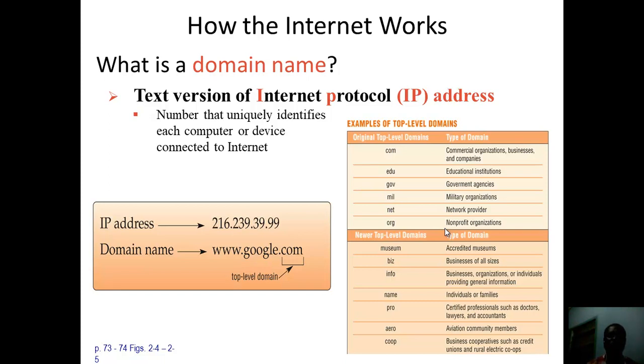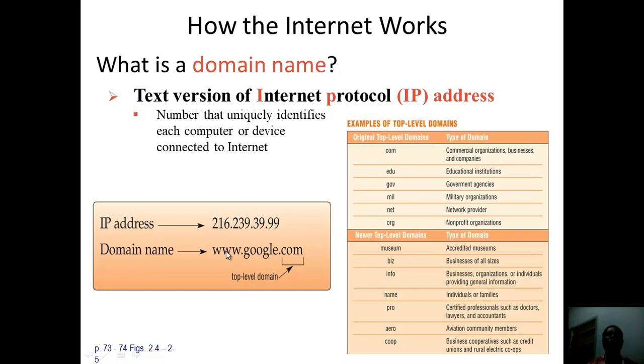That is the IP address. It consists of 4 octets, and each octet ranges from 0 to 255. For instance, we have 216.239.39.99. Each of these octets should not exceed 255. The maximum will be 255. There is a reason for that.